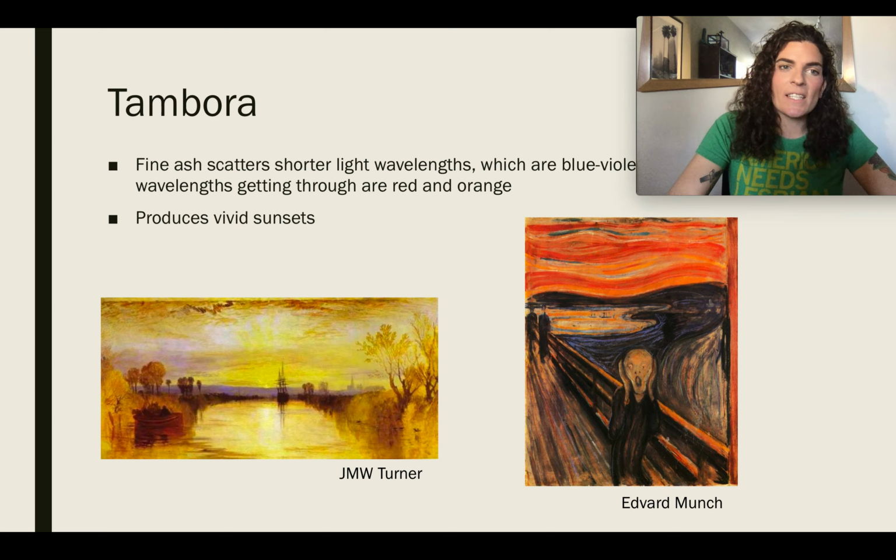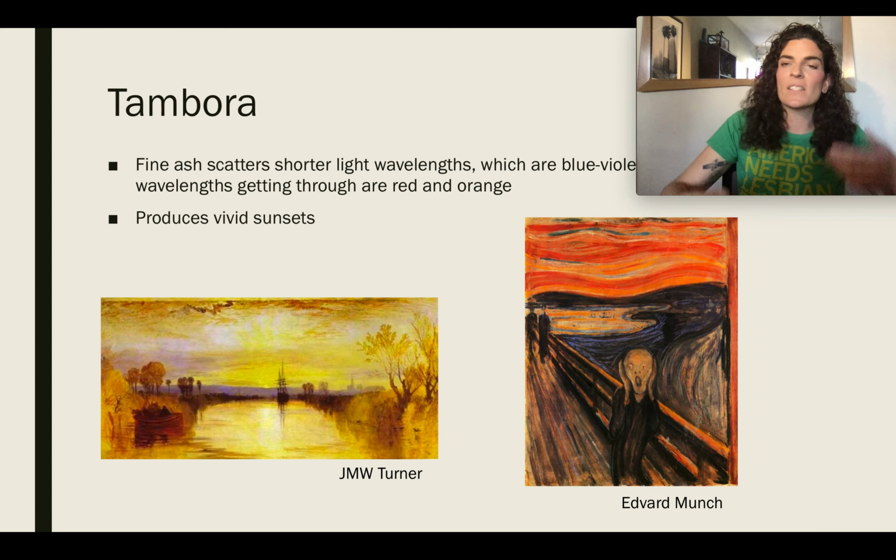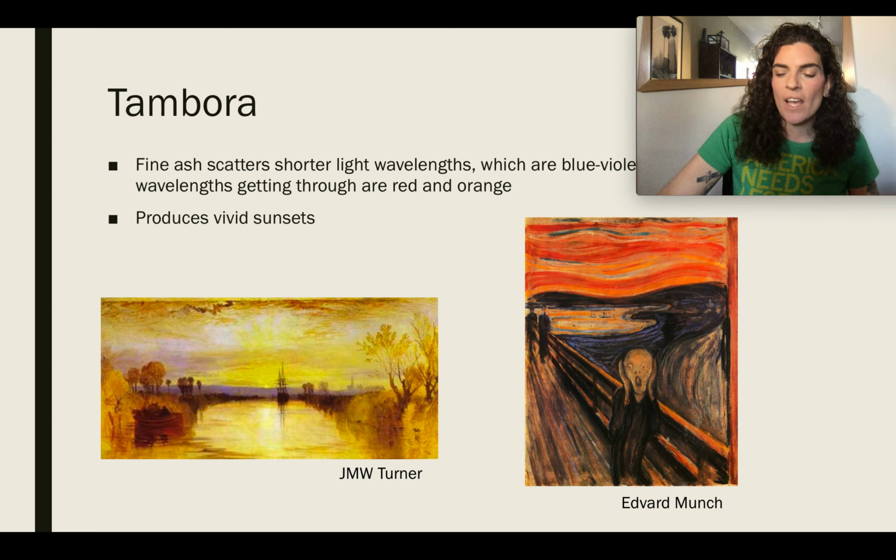And so it's possible that these really vivid sunsets inspired artists like Edvard Munch and J.M.W. Turner to make these paintings where the sunsets are very golden and reddish. There's a lot of art from this time depicting this type of scene and perhaps inspired by the actual weather outside due to this volcanic eruption.